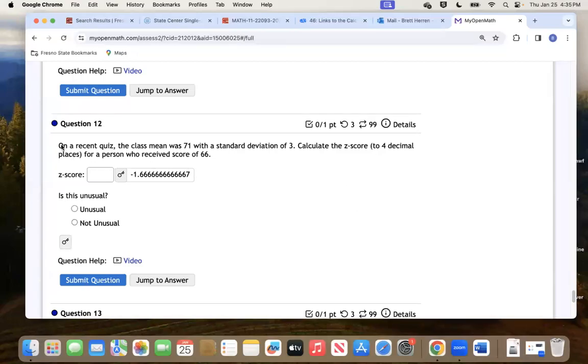Welcome to an example here about a quiz. On a recent quiz, the class mean, which is the average, was 71. So the class average was 71 with standard deviation 3. That means not everybody was exactly average. Some were higher, some were lower.